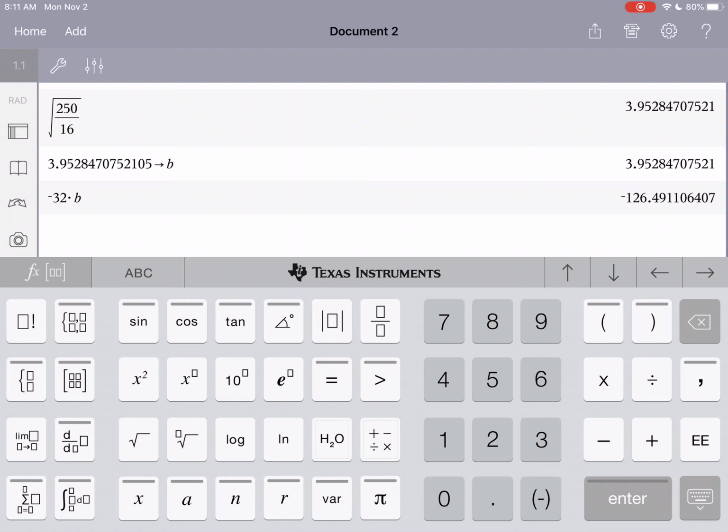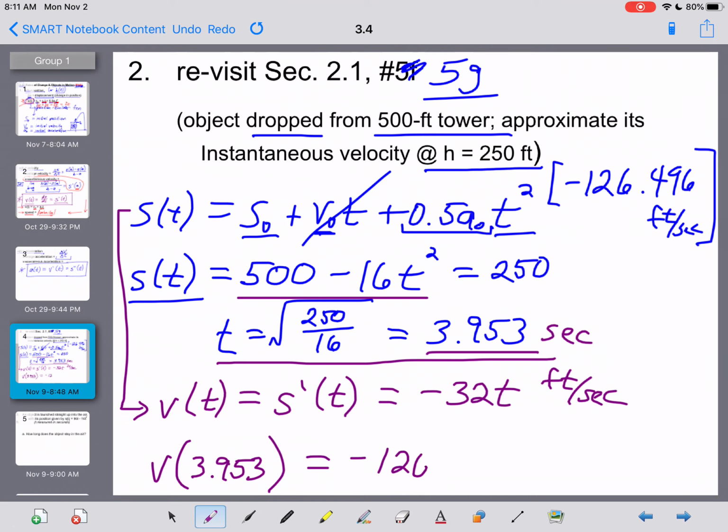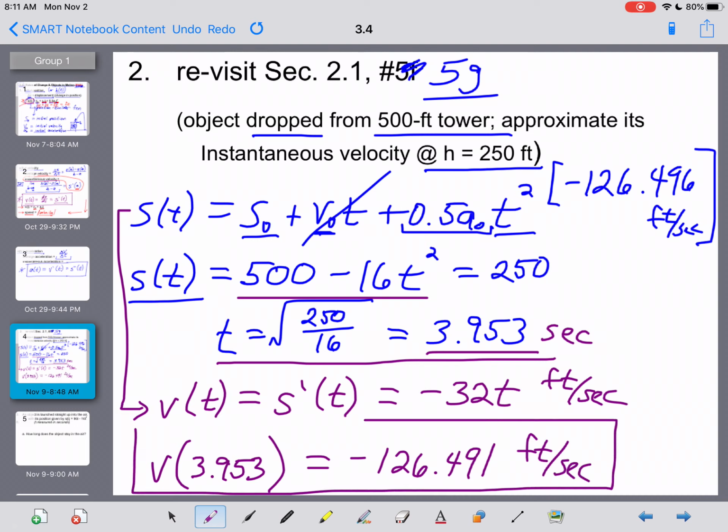And this answer that we just came up with is, I'm going to say this loud and clear, guys, not an approximation. Not something that's pretty close, not something that's good enough. This is the exact, 100% accurate instantaneous velocity of this object at the moment when its height is 250 feet, or its time is 3.95284707521 seconds. Negative 126.491. So let me write that out: negative 126.491, and that is in feet per second. Now that is the honest-to-goodness 100% accurate answer.